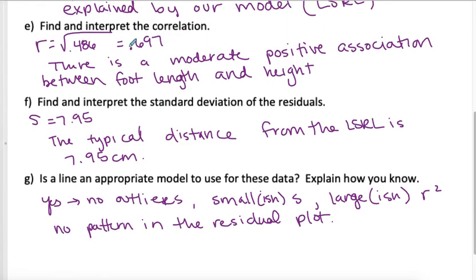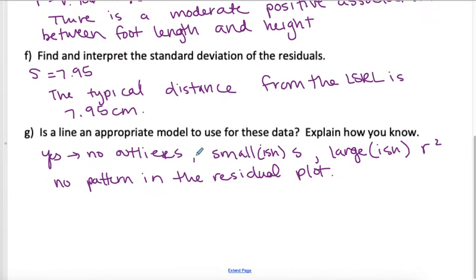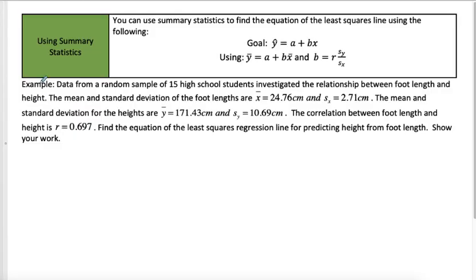We would like this to be higher. But there are no outliers. We have pretty good, within 7, 8 inches or 8 centimeters. R squared, we're saying we're accounting for almost 50% of the variation, and we have no pattern. If we could get those smaller, I think I would be more confident in saying it's a great model for using for this data. And our last example here, using summary statistics.